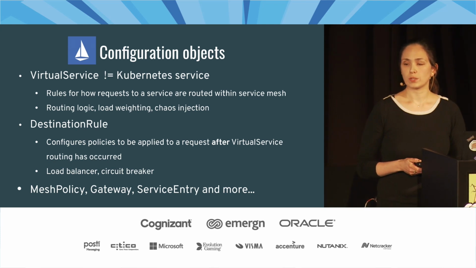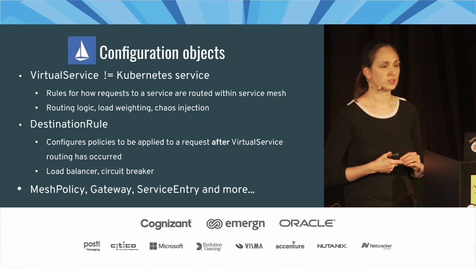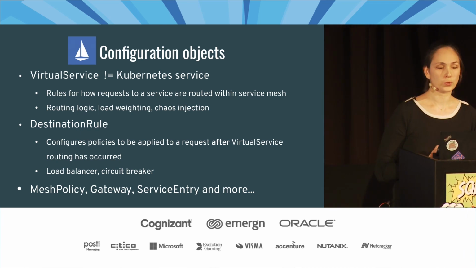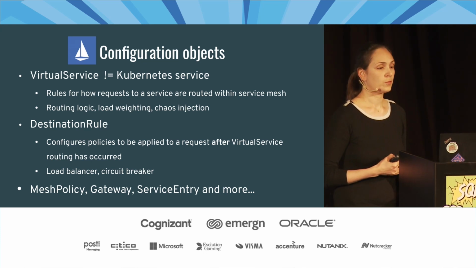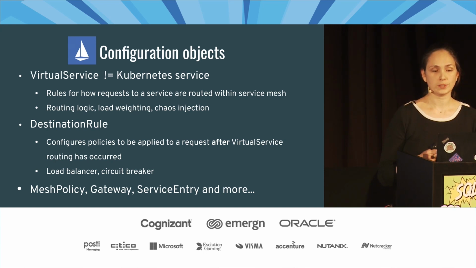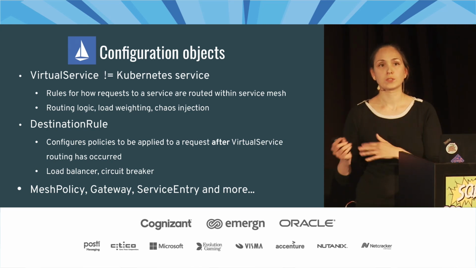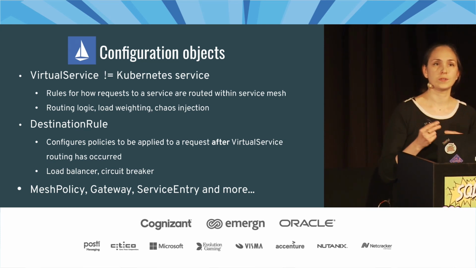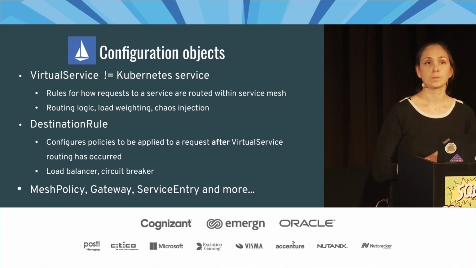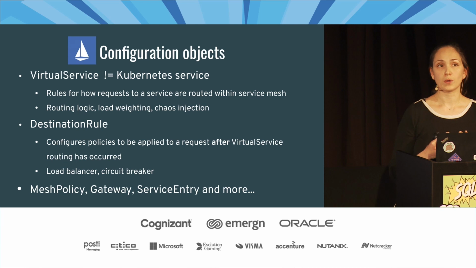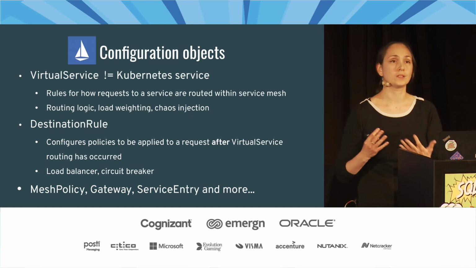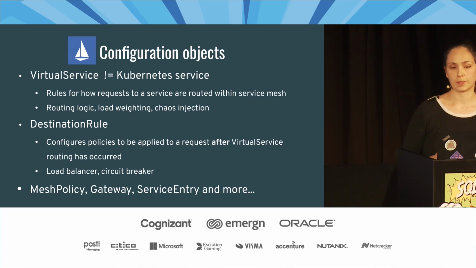And all those configuration objects are made possible with several configurations. So virtual service is a very important one, and destination rule. Virtual service is the object we would like to take when we want to define the rules for how requests are going to a service within the service mesh, just the routing technique. So the load, the percentage of traffic, chaos engineering is defined with virtual service. A destination rule is configuring the policies, what will happen when the routing already occurred, and we want to make sure which replica is receiving the traffic.